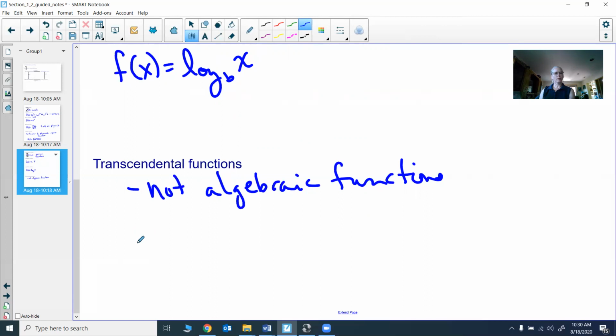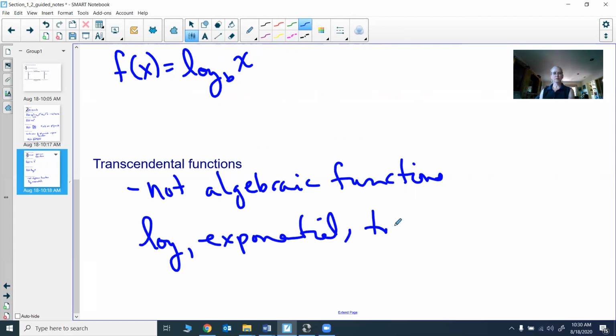And so we're seeing log functions, exponential functions, trig functions, and a whole bunch of other functions we've not seen. In the news lately, they've been talking about flattening the curve. That's actually what we call a logistic function. It is a transcendental function, not algebraic. So there's a whole bunch of functions that exist in the world that we look at that are what we call transcendental functions.